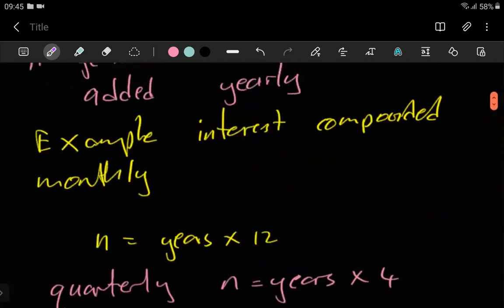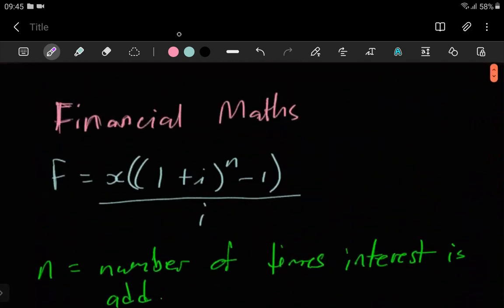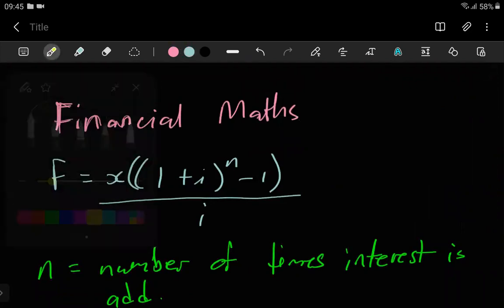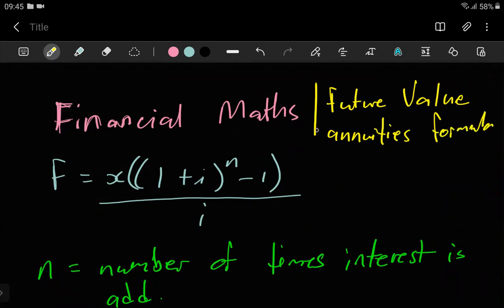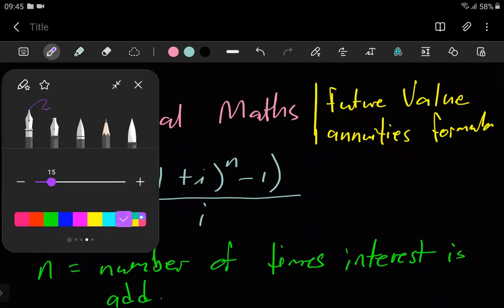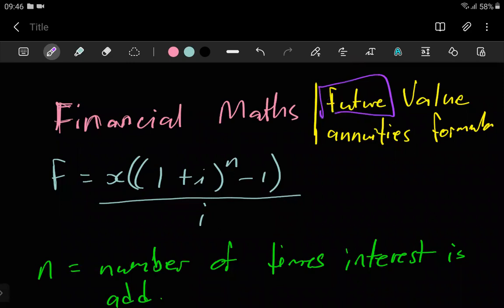Because the main idea with the F formula is that it's called the future value annuities formula. Let me actually write down the name here: future value annuities formula. So the keyword in this statement is future. This is to tell you that this formula is used to find out how much money you will have in the future, literally. That's what the F is for.